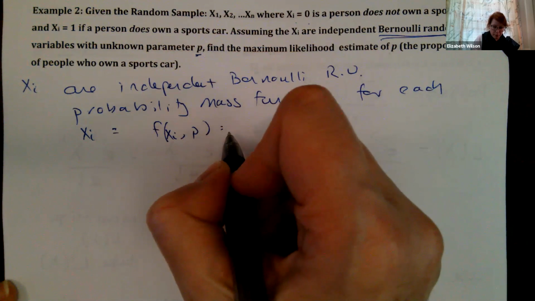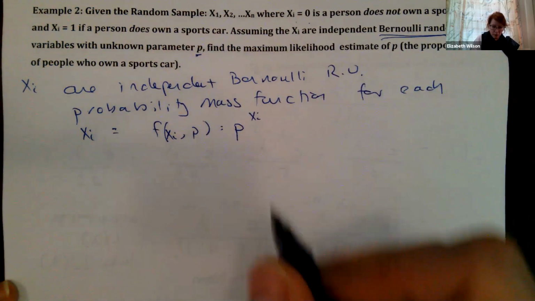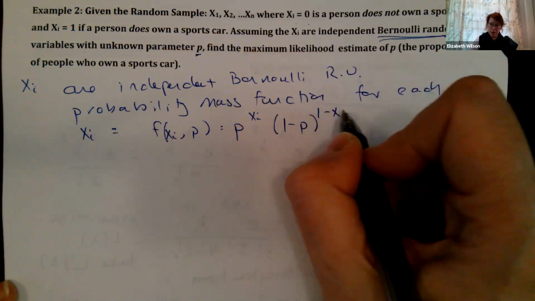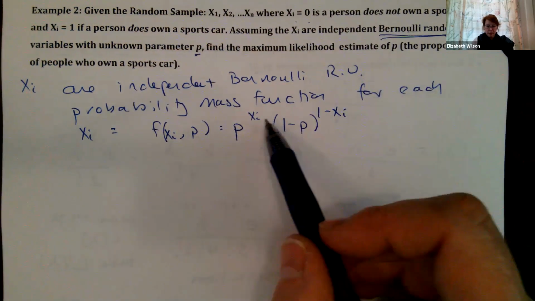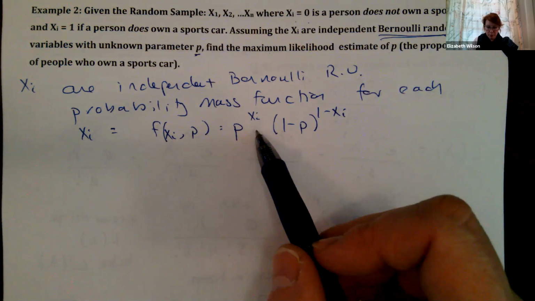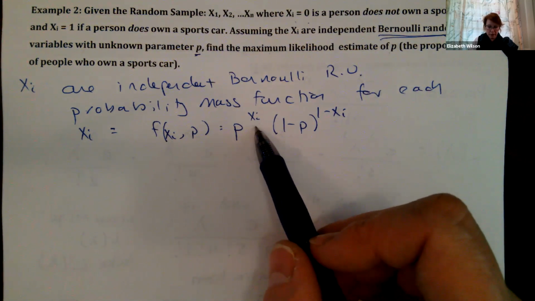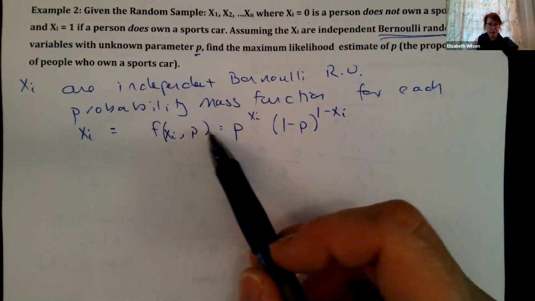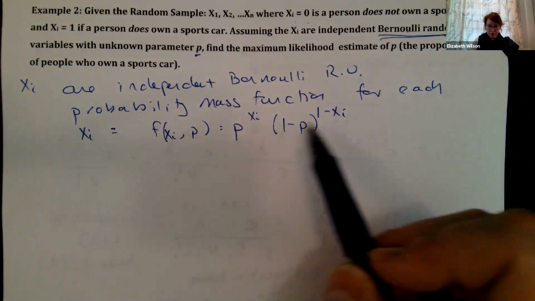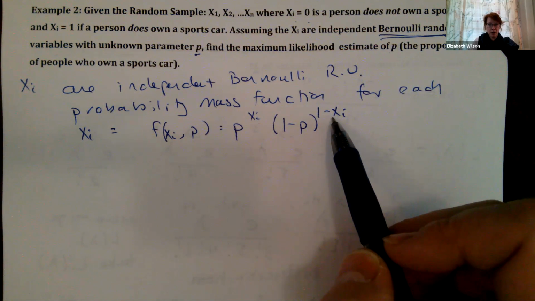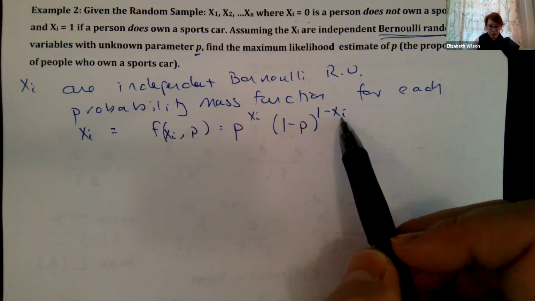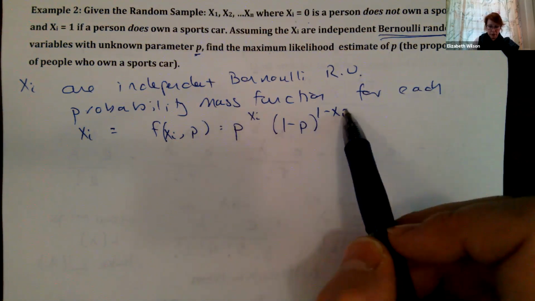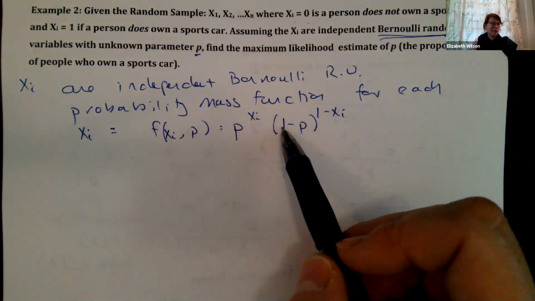I'm going to say I've got p raised to the x sub i, times 1 minus p raised to the 1 minus x sub i. Think about it this way. x sub i is equal to 1 if the person owns a sports car. If it's equal to 1, then my probability mass function is equal to p. If the person does not own a sports car, x sub i is equal to 0, so this term becomes 1, and I get 1 minus p, which is that the person doesn't own a sports car.